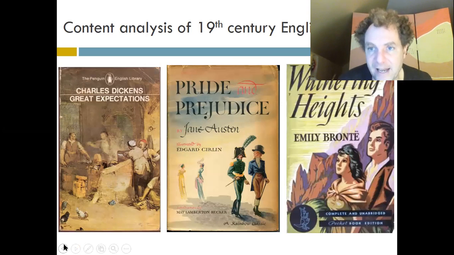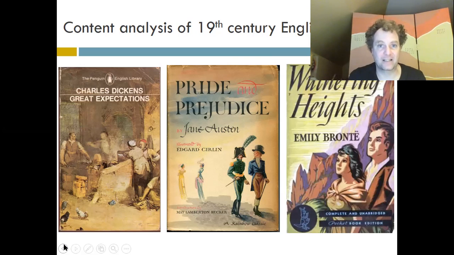So the issue with content analysis is there are many, many social artifacts. Let's take the example of English novels. Imagine we wanted to do a content analysis of English novels. Could we read every single English novel that was written and published in the 19th century? No. There's literally probably millions of them, or at least 100,000. There's a lot of them. There's too many books that we could read.